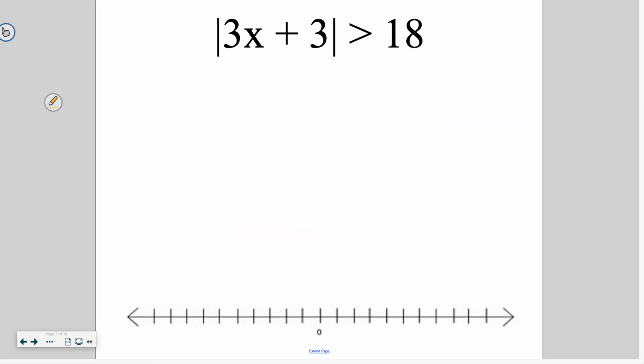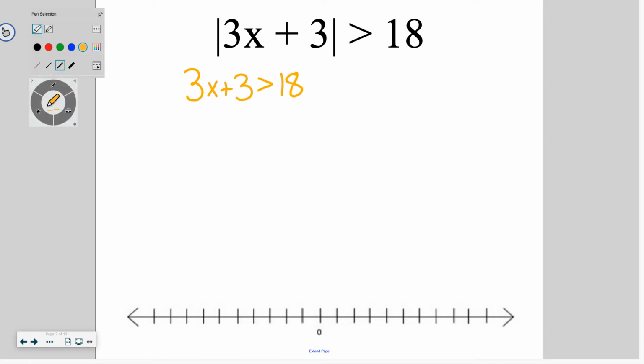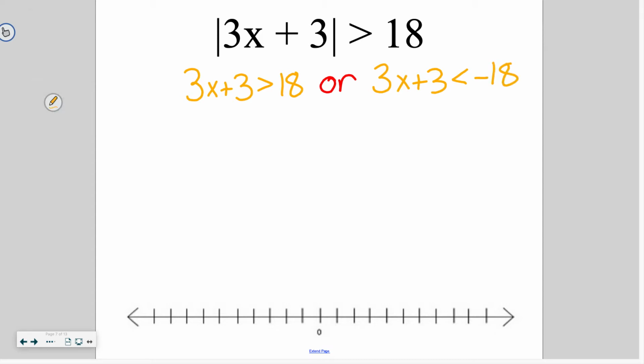Going through one more example before you'll try one on your own. We've got absolute value of 3x plus 3 is greater than 18. This one starts with the greater than, so I've got 3x plus 3 is greater than 18. Because it's greater than, it's going to be an OR statement. And we've got 3x plus 3 is less than negative 18, again flipping the inequality and making the second answer negative.